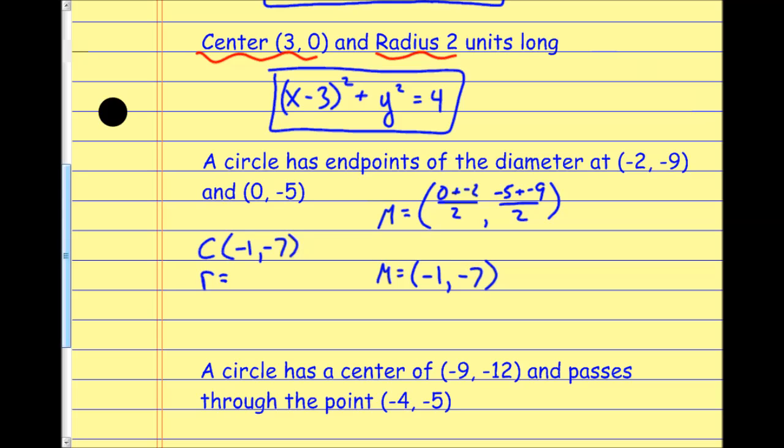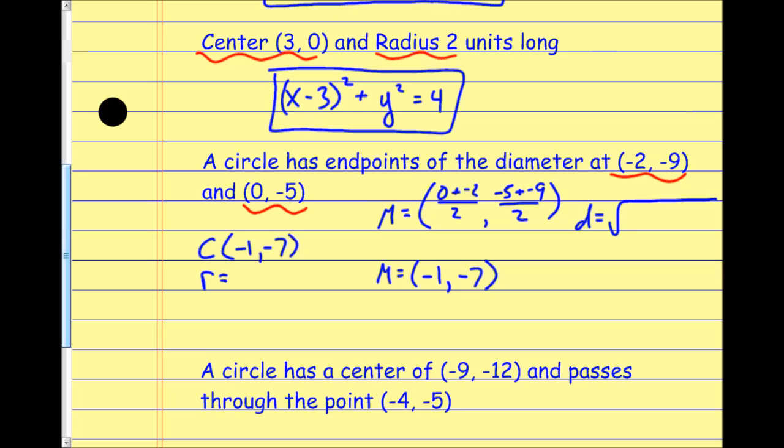And I have 2 points that are on the circumference of the circle, on the actual circle itself, and those are the endpoints of my diameter. So I can use either one of these and my midpoint formula. I'm going to choose the second value just because it has a 0 in it. And so I use the distance formula and my midpoint, which is my center, and I'm going to find the distance between those two things.